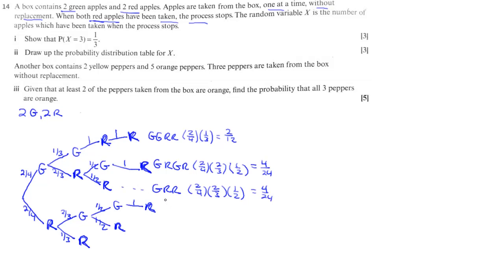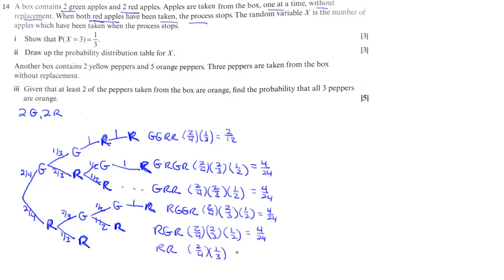And then the next one, that's going to be red, green, red, and that's going to be 2/4 times 2/3 times 1/2 times 1, and that's going to give us 4/24. And then this next one is going to be red, green, red, and that's going to be 2/4 times 2/3 times 1/2, and then that's going to give us 4/24. And the last one is if I just get two reds, the whole process stops, and so I have 2/4 times 1/3, and that probability is going to be 4/24.